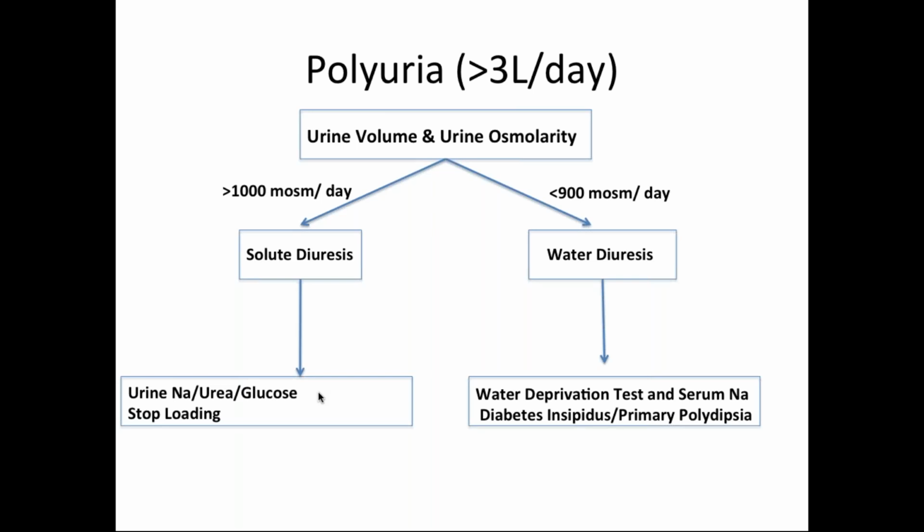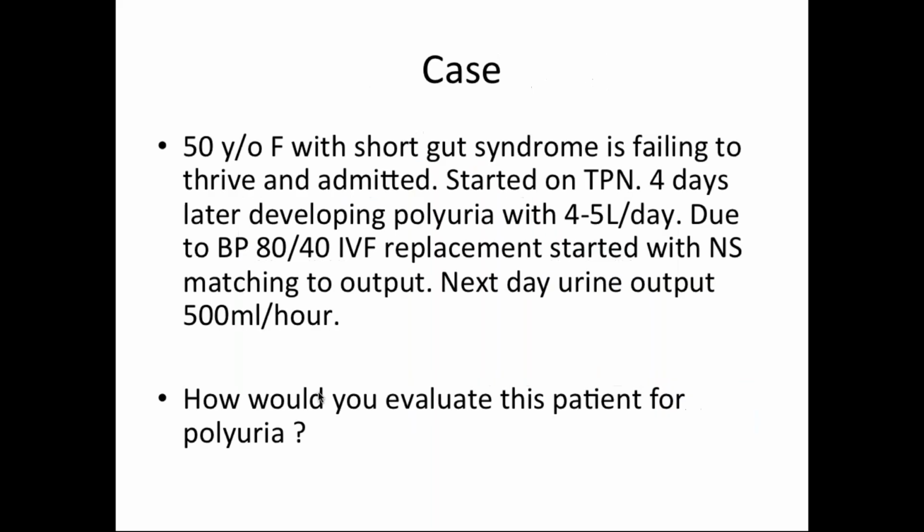And so then you have to assess the urine sodium, the urine urea, and the urine glucose. And if you take that solute away, the polyuria will resolve. So let's take a case of something like this. We have a 50-year-old female who's had Crohn's disease and multiple surgeries, and she has short gut syndrome.